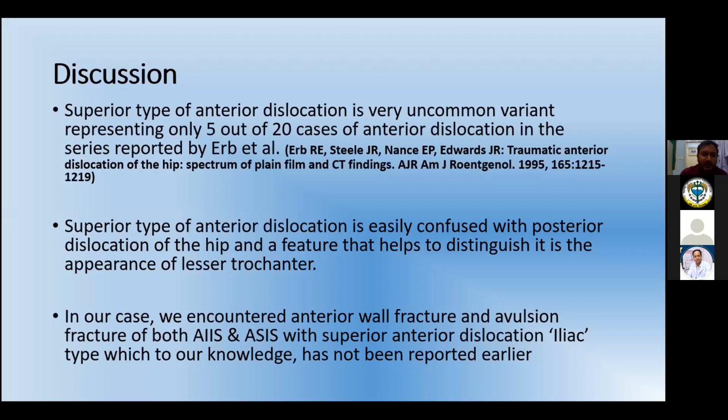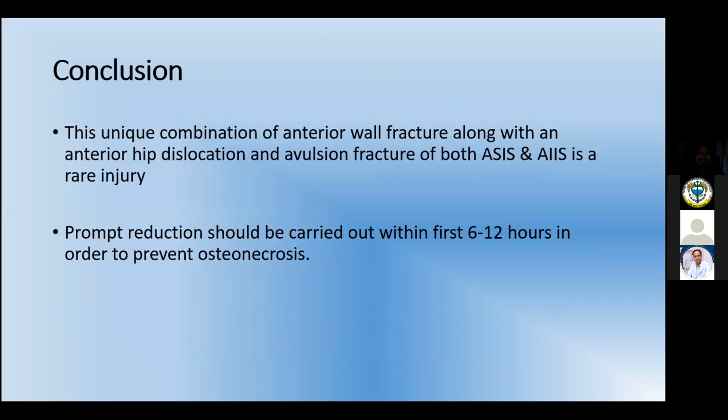To conclude, the unique combination of anterior wall fracture with an anterior hip dislocation and avulsion fracture of both ASIS and AIIS is a rare injury. Prompt reduction should be carried out within 6 to 12 hours in order to prevent osteonecrosis.